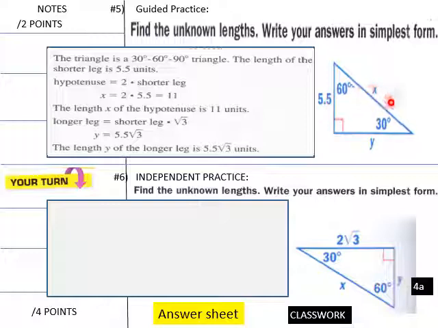So 2 times 5.5 will give us our hypotenuse, which is 11 units. And then we need to find y here. The length of the hypotenuse is 11. The longer leg equals the shorter leg times square root of 3. So we need to go 5.5 times square root of 3. And what is 5.5 times square root of 3? I don't know, but 5.5 times the square root of 3 equals y.